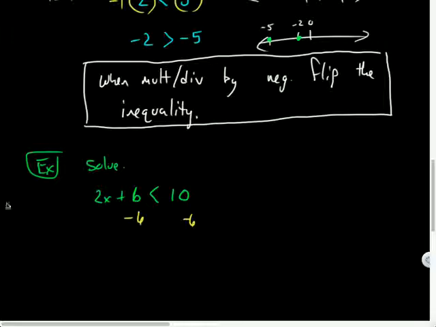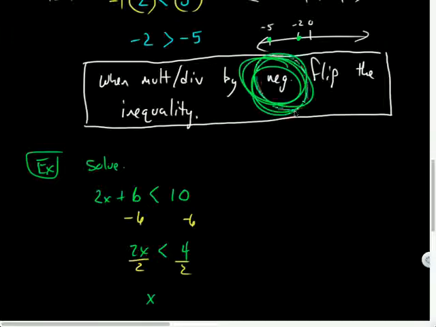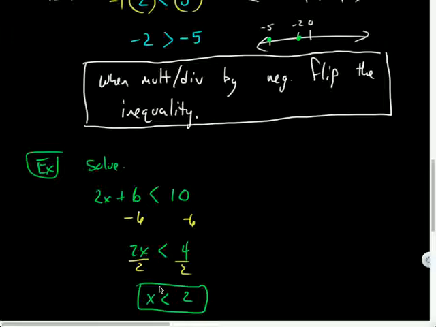Okay, I like it. And do I have to flip the inequality when I subtract a number? No. That just shifts things along, so that's fine. So 2x is less than 4, and now what do I do? Divide by 2. Do I have to flip an inequality whenever I divide? No, only when it's dividing by a negative. So the solutions are every number that's less than 2.